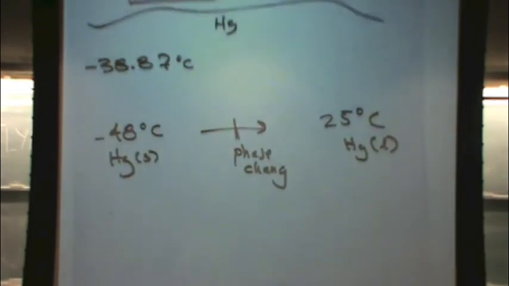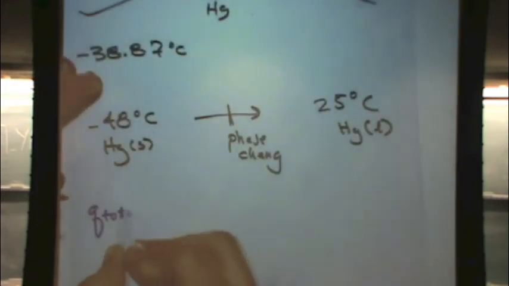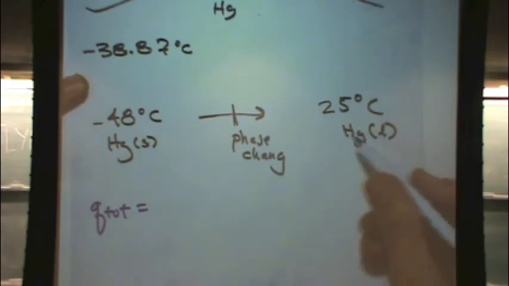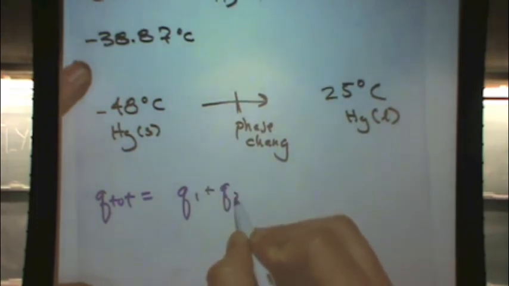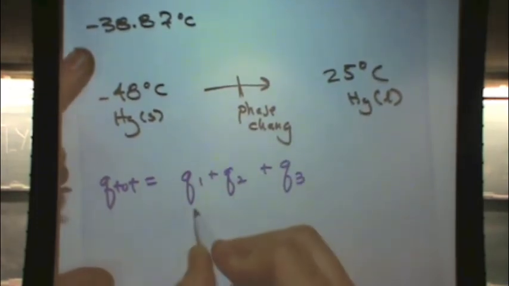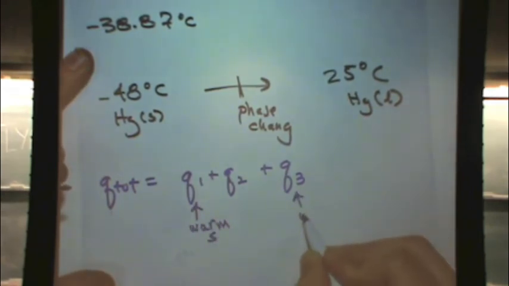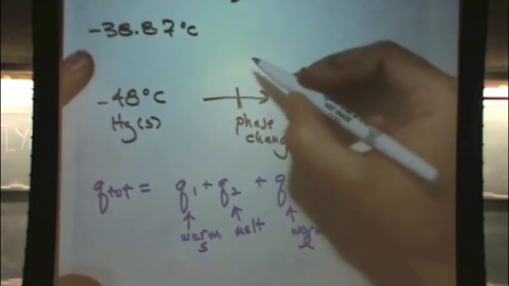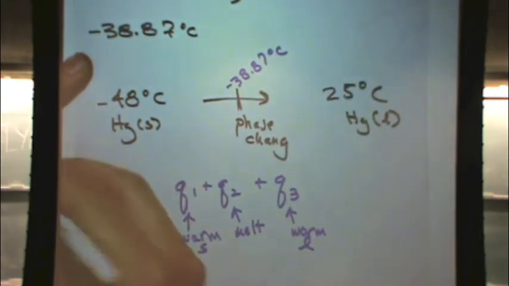Okay? So when you want to find Q total, how much total heat do I need to heat this up, melt it, and then warm it to the final temperature? You have 3 Qs: Q1, Q2, and Q3. This is to warm the solid, this one is to warm the liquid, and this is to melt. So the melting point is actually at minus 38.87. That's what I wrongly wrote first.